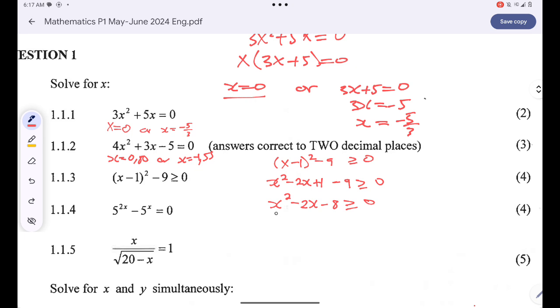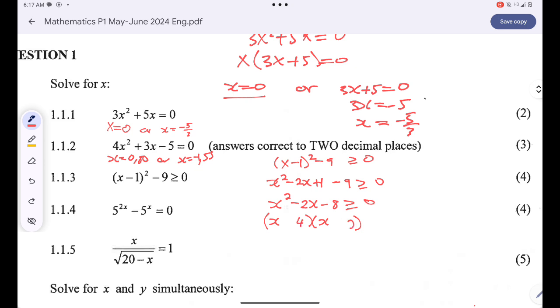Now my expression on the left hand side is in standard form, and I don't have brackets or fractions, and the value of a is positive, and yes, it is equal to 1. So it will be quite easier for us to factorize. I'm looking for the factors of 8 that when I subtract will give me 2.